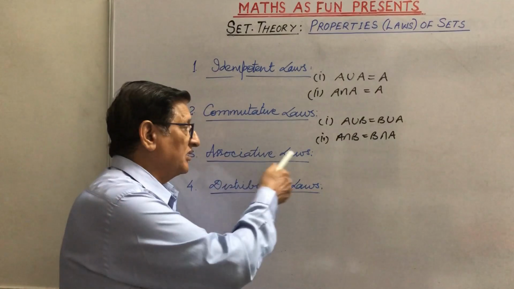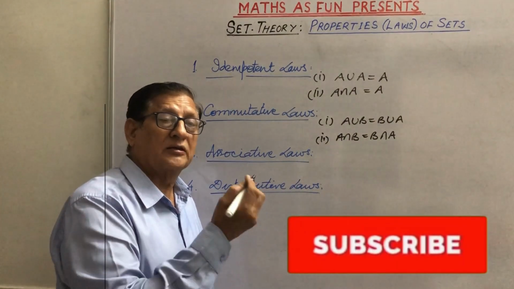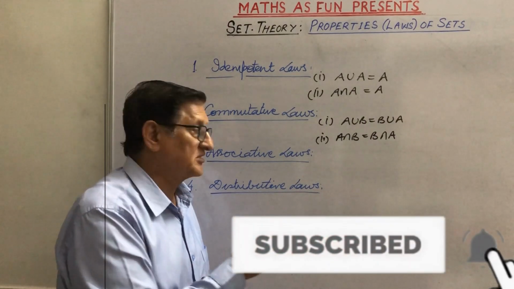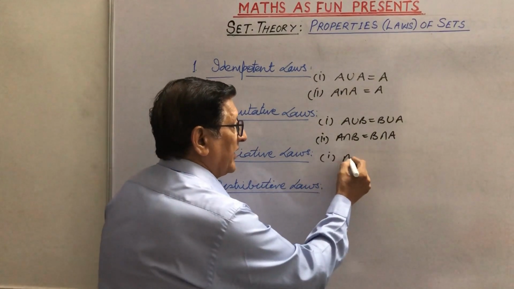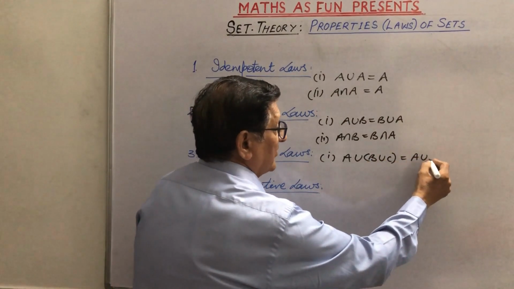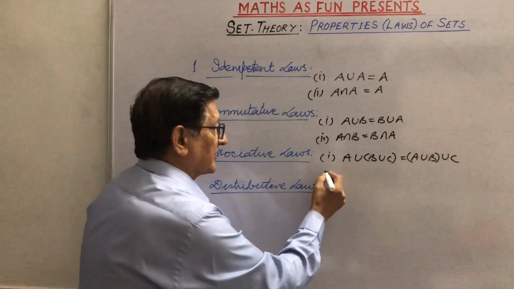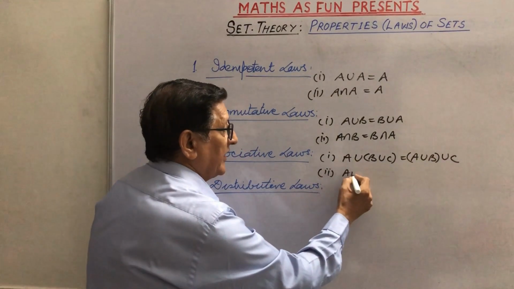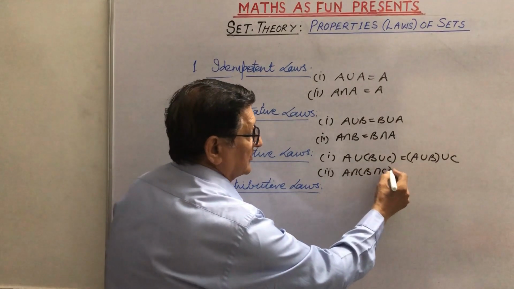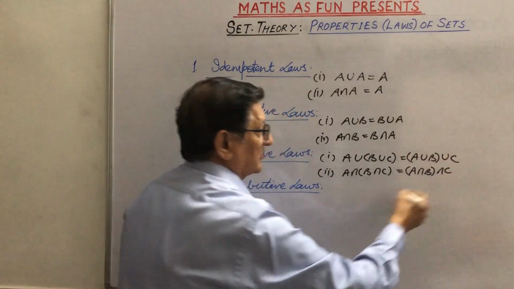Next are associative laws. There are also two. One on the union of three sets and then on the intersection of three sets. First one is (A union B) union C is same as A union (B union C). And the second one is for intersection: (A intersection B) intersection C is same as A intersection (B intersection C).